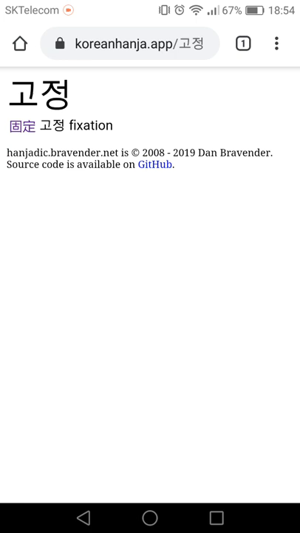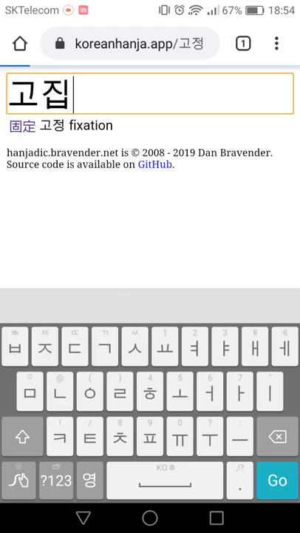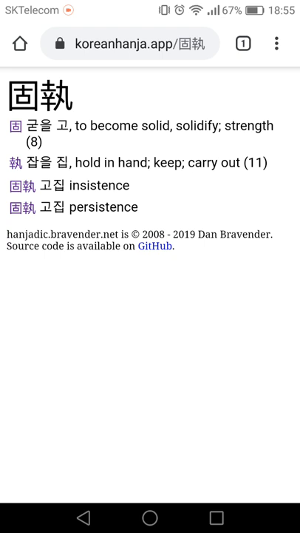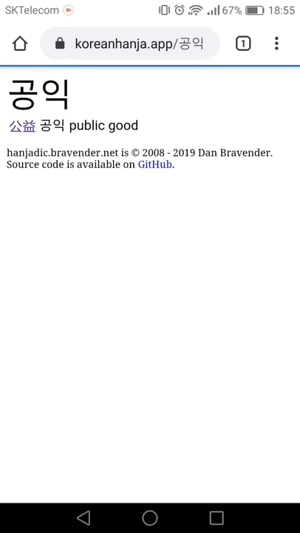And then we also studied a word called Kochip. As I said early on, in Kochong the ko means fixed, so it's the same thing for this word. Chip means to carry out or to hold in. So Kochip becomes to be persistent or insistent. All right. Now the last word which we studied was Kongik. It's public good. So the Kong in Kongik is public, whilst the Ik means profit. That's why it's called public good.